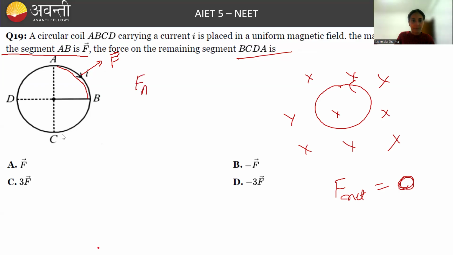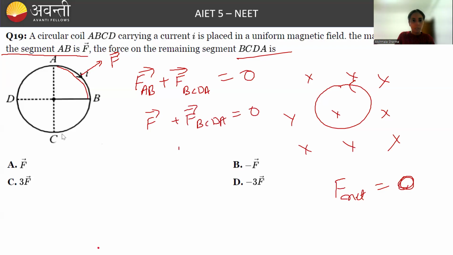That is, force on section AB plus force on section BCDA has to be zero. So force on AB is F, plus F on BCDA equals 0. So the force acting on BCDA will be equal to how much? Minus F. So the correct answer will be B.